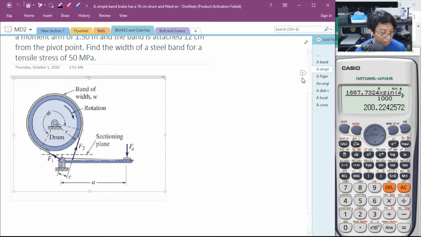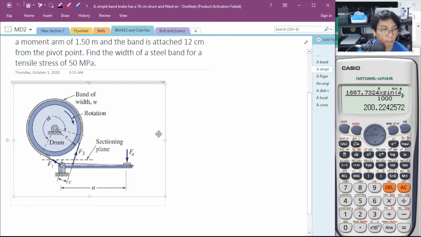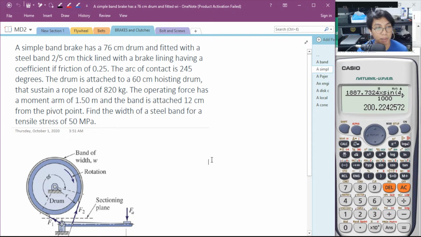How about problem number 2? A simple band brake has a 76 cm drum and fitted with a steel band. Steel daw ang gamit dito. Yung thickness niya is, you have a thickness of 250 cm.